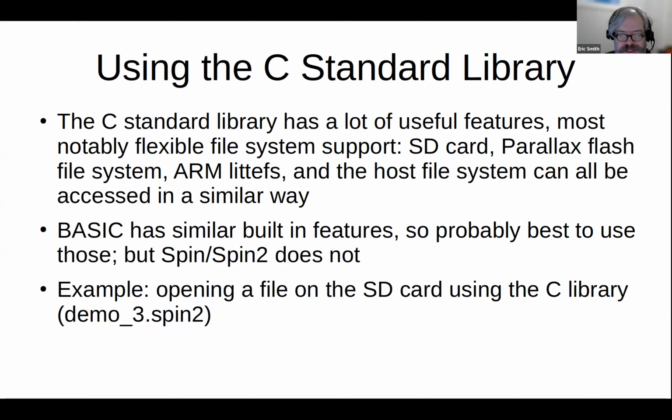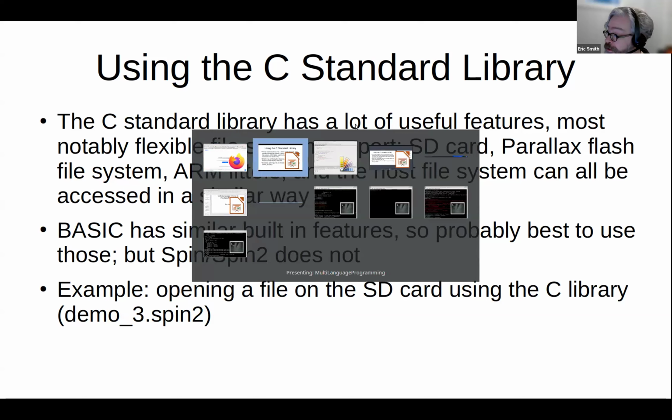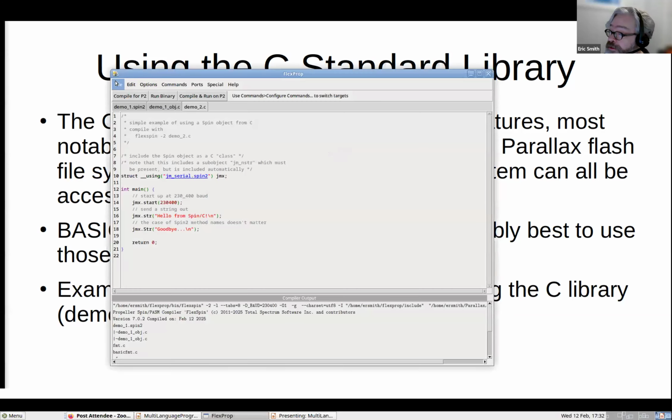For Basic, Basic actually has similar built-in features, though they're a little bit more awkward to use, but you might as well use those. But for Spin or Spin 2, it doesn't really have a language notion of files and so on. So you can choose to use the C standard library from a Spin program. And I've got an example of that in demo 3.